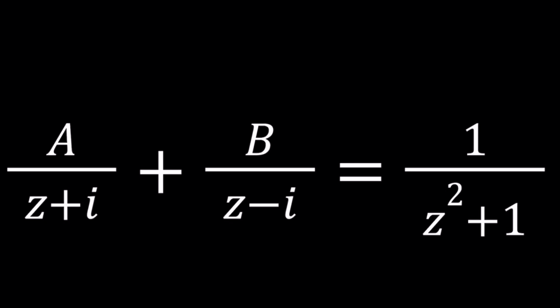This channel is all about complex numbers, and in this video we're going to be solving a problem with partial fractions. So we have a over z plus i plus b over z minus i equals 1 over z squared plus 1. And actually a and b are constants in this case, so we're going to be solving for them. So let's see how we can find a and b from here.